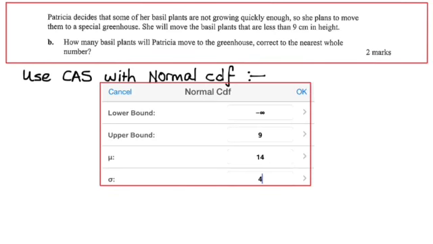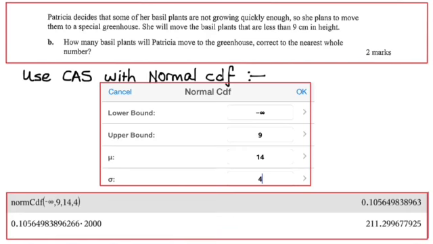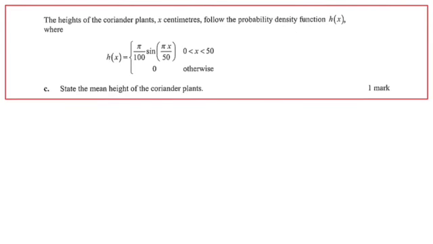So normal CDF, here we go. Lower bound is minus infinity, upper bound is 9 centimetres, 14 and 4 as we had before, and what proportion do we get, guys? There it is. So it's that thing, and if we multiply that by 2,000, we get that, and to the nearest whole number of plants, we've got 211 plants. There you go. She's got to shift 211 plants into her special greenhouse. Alright, over the screen. Now we've got some coriander plants.